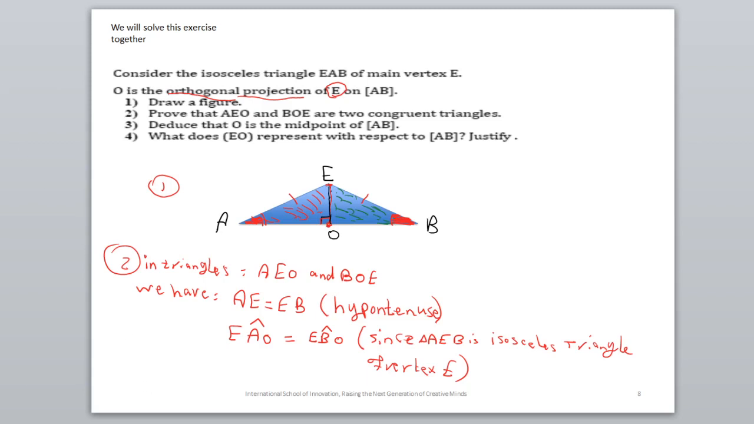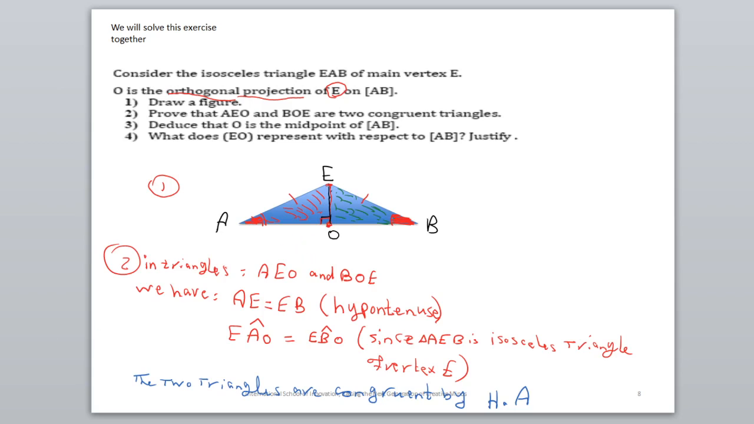Hence we write down, let me write it in blue, the two triangles are congruent by what? You should mention the way. By hypotenuse angle, and not hypotenuse side, because we have hypotenuse and angle. Good till now, I think it's clear.